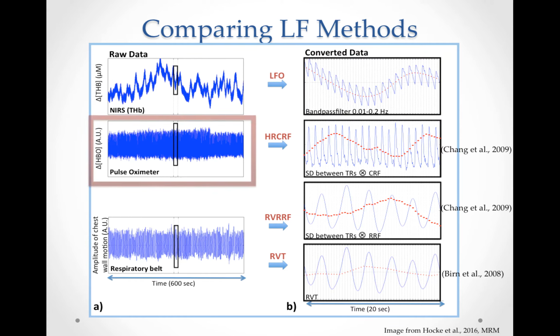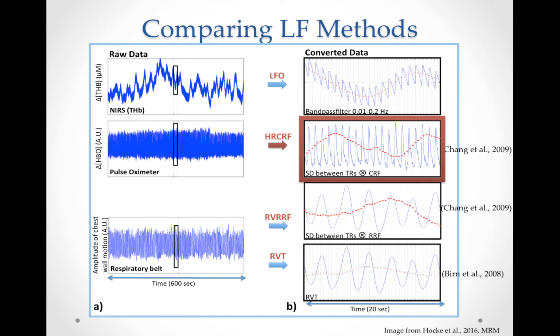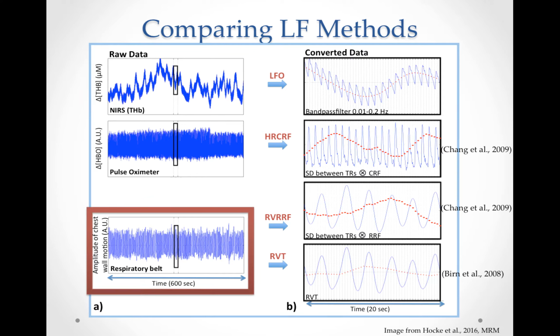Then we have the heart rate variation model, HRCRF, which takes the heart rate at each TR and then convolves it with the cardiac response function developed by the same group. Similar procedure is done with the respiration variation model, RV-RRF, just taking the respiratory signal. And for the respiration volume per time, RVT method, you actually take the difference between the maxima and minima of the respiratory wave function and divide that by the time between these points.